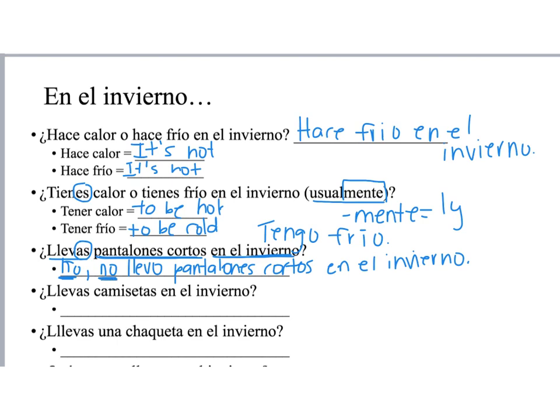Okay? Now, ¿llevas camisetas en el invierno? It's a very similar question, right? Yes or no question. I'm going to answer no because I usually don't. No. Again, we're going to put the yo form of llevo. No llevo camisetas. What are camisetas? Those are t-shirts. Remember, t-shirt has a T in it. En el invierno. Okay? I don't wear them. If you do, you can answer yes.